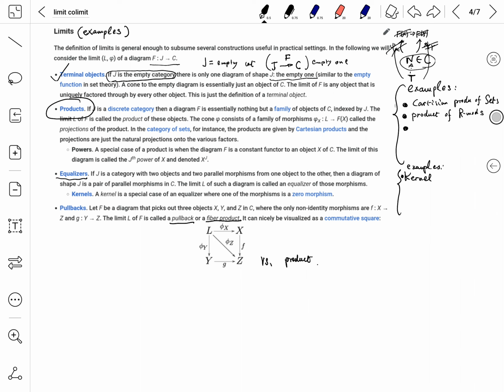Okay. Similarly, products. J is a discrete category. The diagram F is essentially nothing but a family of objects indexed by J. The limit is called the product of these objects. So what is this? A discrete category.